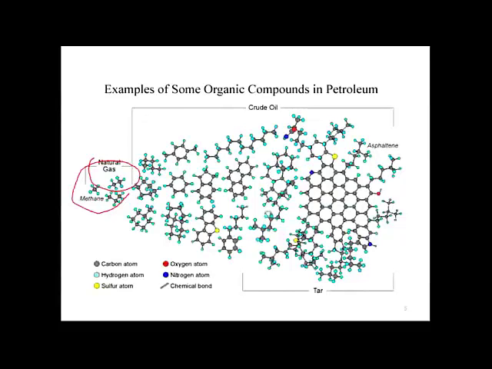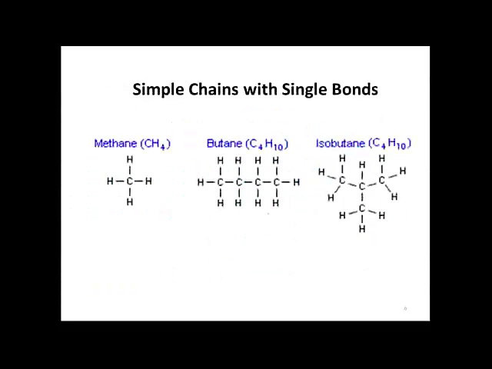So what I wanted to do is just review what these compounds are, because that's going to become important when we talk about biodegradation and how the microbes do the biodegradation, okay? We can break these compounds down into a couple of different categories. What I will call just simple chains with single bonds, okay? So here are some examples.